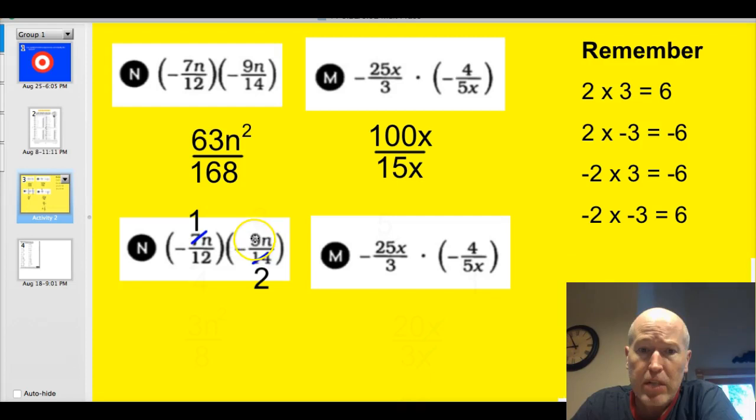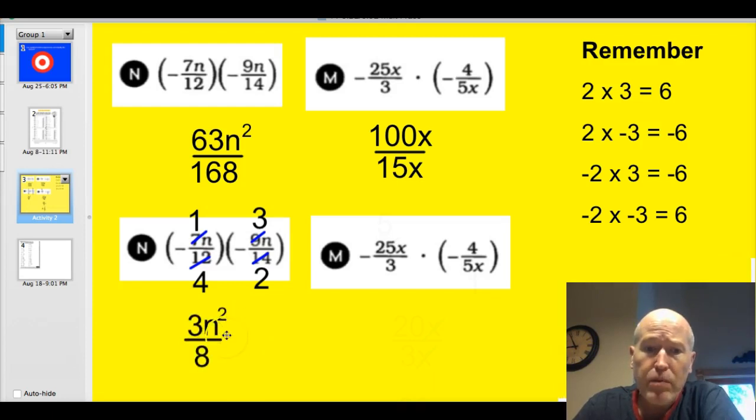Both of these numbers can be divided by 3. This one, 3 goes in there 3 times. This one, 3 goes in there 4 times, leaving me an answer of 3n squared over 8. Isn't that simpler? Because 1 times 3, 4 times 2. So don't forget to cross reduce, and it just saves you a lot of time.